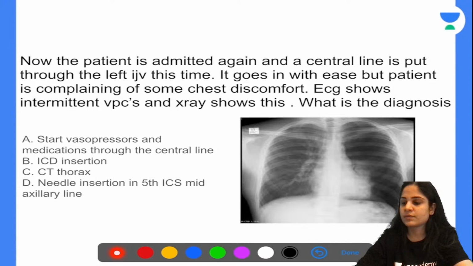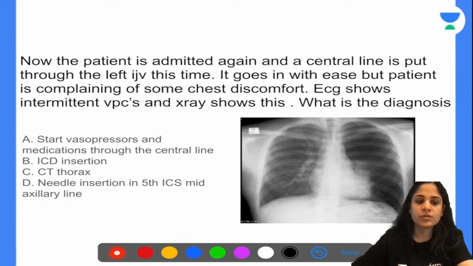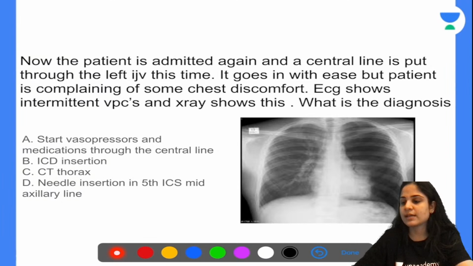Very good. Okay. So the correct answer over here is D, absolutely correct. All of you who have marked the answer as D. So if you see in the question, the IJV has gone inside, but the patient is having some pain in the chest and he's also having intermittent VPCs and X-rays. So you put a left-sided IJV, correct? So if you look at the left side, what can you see different from the right side?